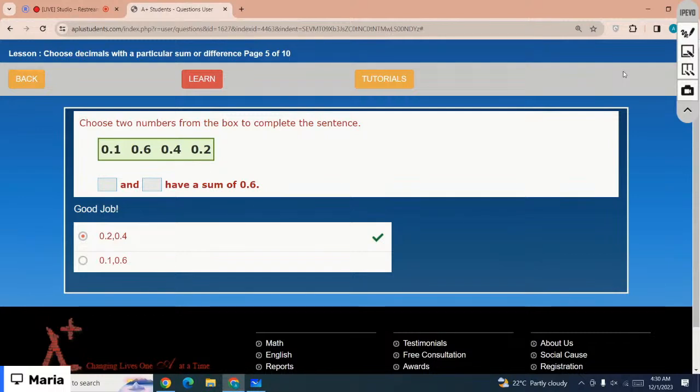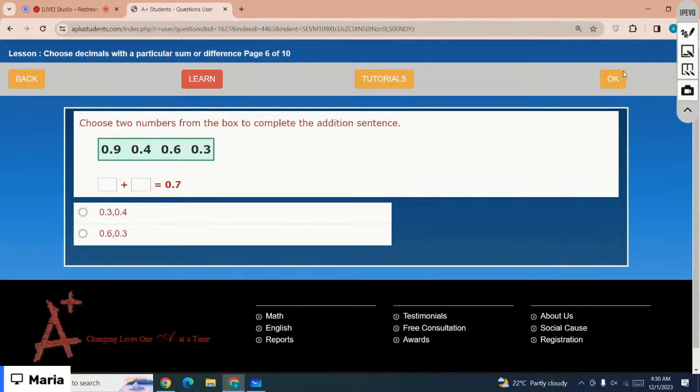Okay, the next one is: Choose two numbers from the box to complete this addition sentence. Dash and dash have a sum of 0.7. Which two numbers when added make 0.7?